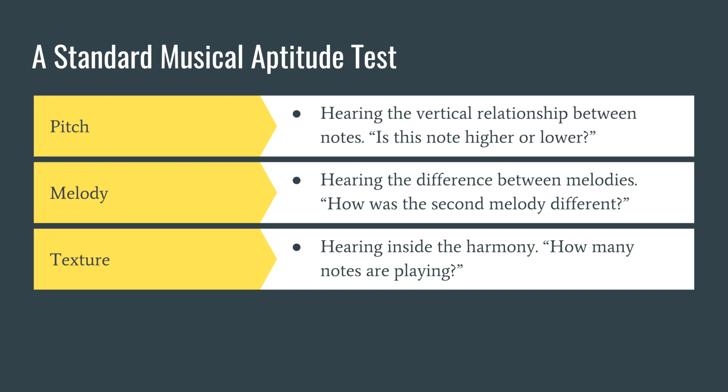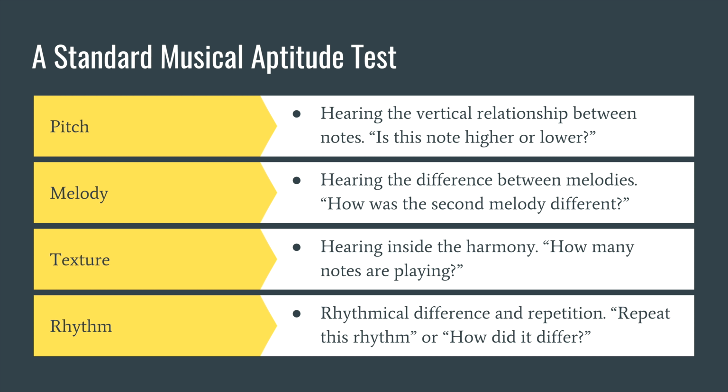Texture is an interesting one. People often get this mixed up with orchestral or instrumental texture. In regards to just the standard musical aptitude test, it's hearing inside of the harmony of, most commonly, a keyboard and discerning whether there are 3, 4, 2 or 1 notes playing. So here's an example. What the student has to do is listen carefully to that chord and break up the notes in their mind to be able to hear that there are indeed 3 notes playing.